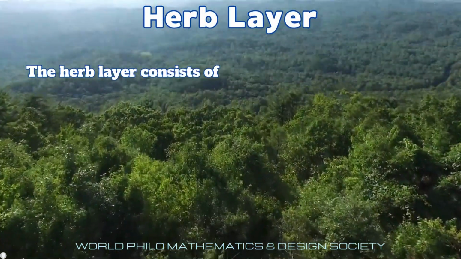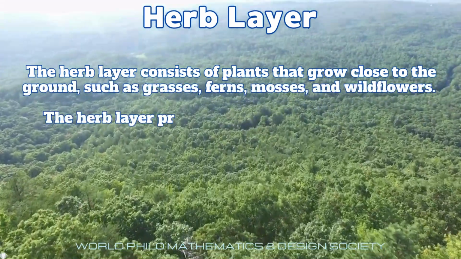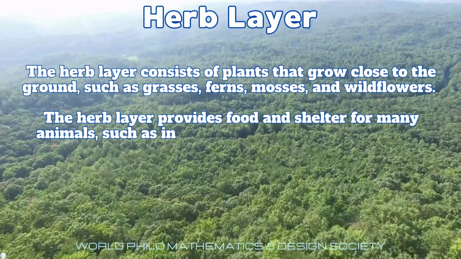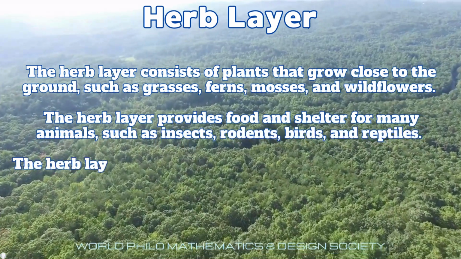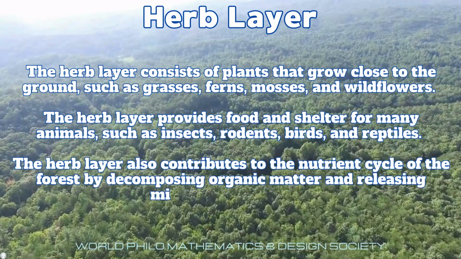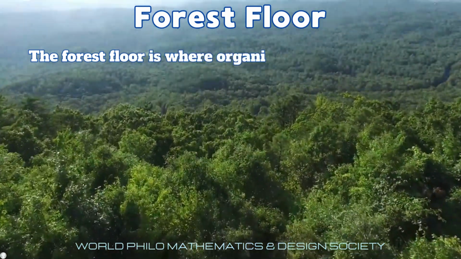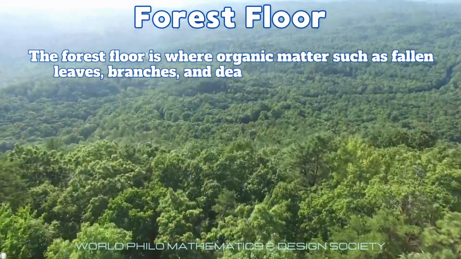The herb layer consists of plants that grow close to the ground, such as grasses, ferns, mosses, and wildflowers. The herb layer provides food and shelter for many animals, such as insects, rodents, birds, and reptiles. The herb layer also contributes to the nutrient cycle of the forest by decomposing organic matter and releasing minerals into the soil.